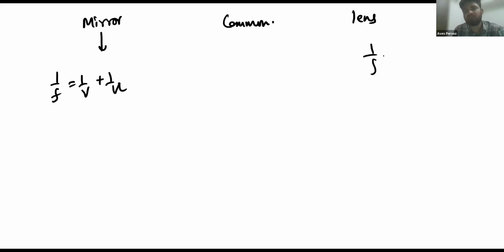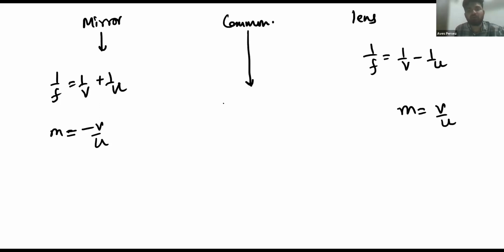And here we have 1 upon f is equals to 1 upon v minus 1 upon u. This is the lens formula. The magnification formula is minus v by u for the mirror, or height of image to the height of object. And for the lens, magnification is plus v by u, and the common formula for magnification is height of image to the height of object.